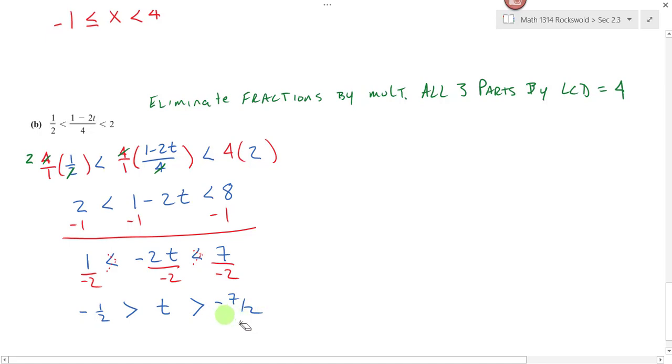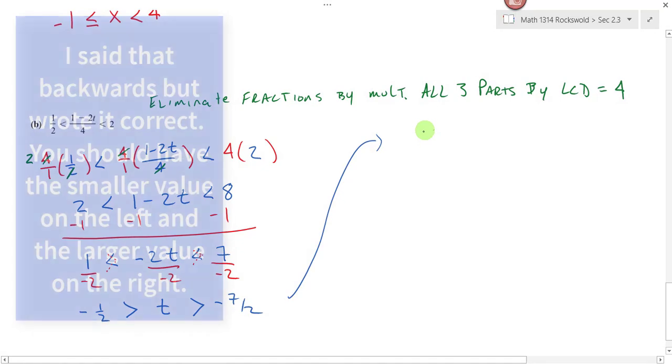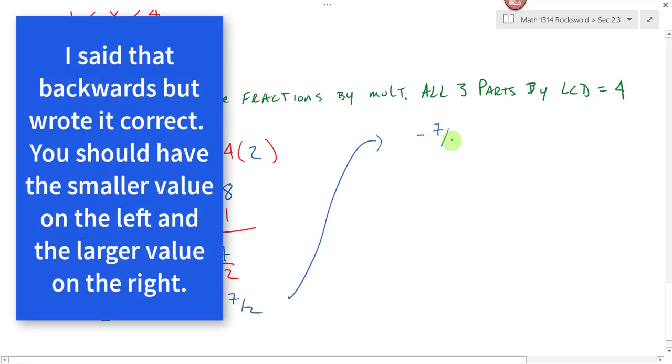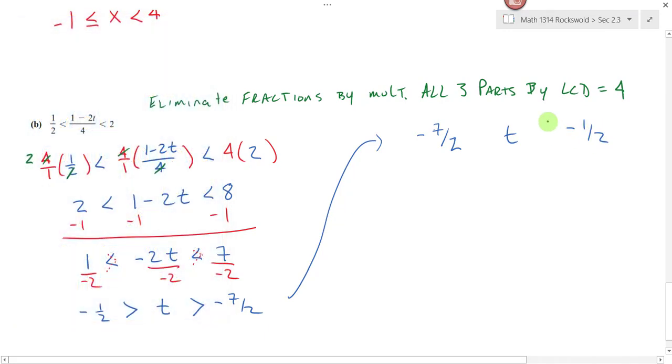Which one of these numbers is smaller? Negative 7/2 or negative 1/2? Negative 7/2. And I said for the compound inequality you need to have the smaller value on the left and the larger value on the right. Well, if I flip these endpoints here, that relationship between t and that number has to be the same. So between the negative 7/2 and the t, the big end of this inequality is facing the t. Between the t and the negative 1/2, the little end is facing the t.